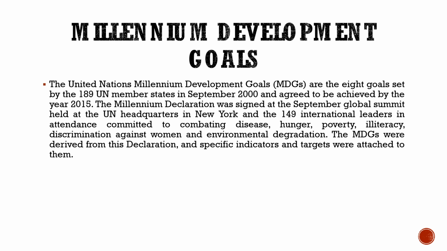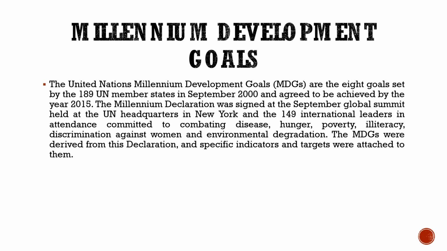The United Nations Millennium Development Goals (MDGs) are the 8 goals set by 189 UN member states in September 2000. All of them agreed to be achieved by the year 2015. The Millennium Declaration was signed at the September Global Summit held at the United Nations headquarters in New York, and the 149 international leaders in attendance committed to combat the disease, hunger, poverty, illiteracy, discrimination against women, and environmental degradation. The MDGs were derived from this declaration, and specific indicators and targets were attached to them.